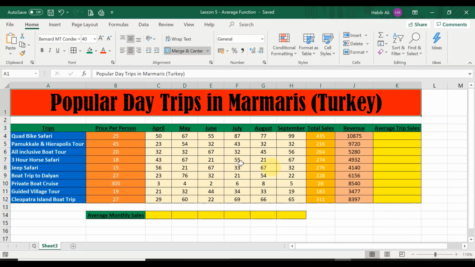So for today's lesson, I'm using the file called lesson 5 average function. And if you have completed all the way from lesson 1 to the last lesson, lesson number 4, then you will have completed and made a spreadsheet such as this with myself, which was a spreadsheet displaying all the popular day trips in Marmaris. We have so far understood how to use the sum function to work out the total sales. We then moved on to a multiplication formula to work out the revenue, and today we are going to be working out the average trip sales as well as the average monthly sales.